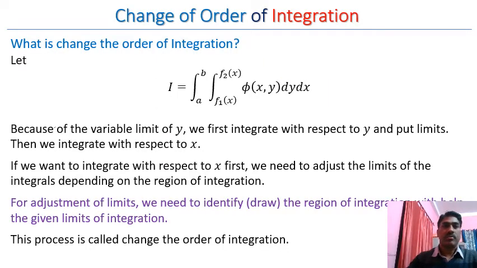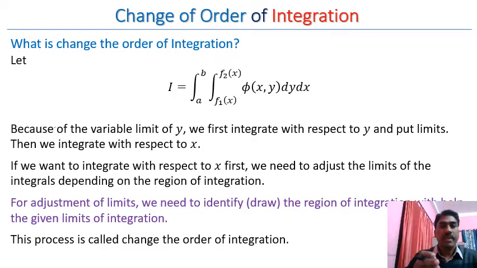First, what is the change of the order of integration? You can see a double integral here, the outer limit a to b, this is the limit of x, and then the inner limit f1(x) to f2(x), this is the limit of y, and the function is phi(x,y). So this is the double integral. What is the change of order? Change of order does not mean you directly write dy dx as dx dy. It has certain aspects.